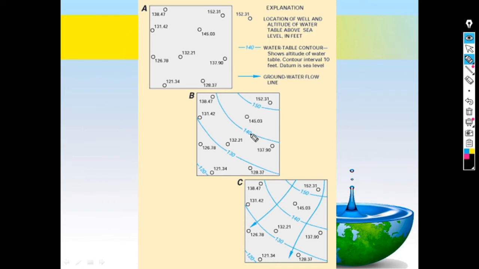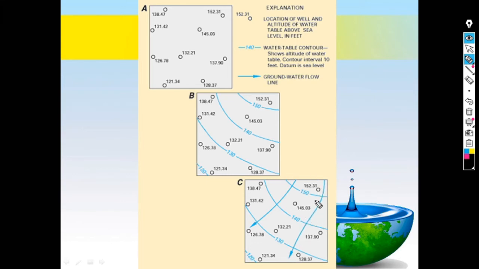So from sea level, the elevation of water in this area is an average of these values. So this is at 150, this is at 140, this is at 130 and 120. Now the lines perpendicular to this contour are nothing but your flow direction. So these are the levels and water is flowing in this direction.